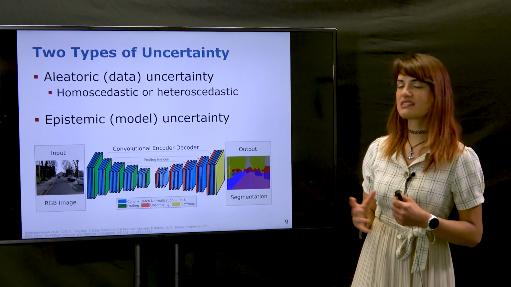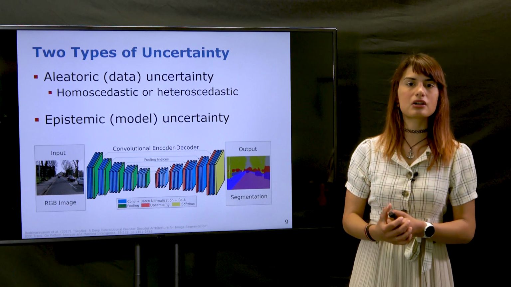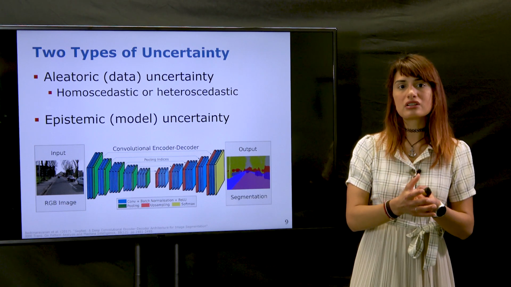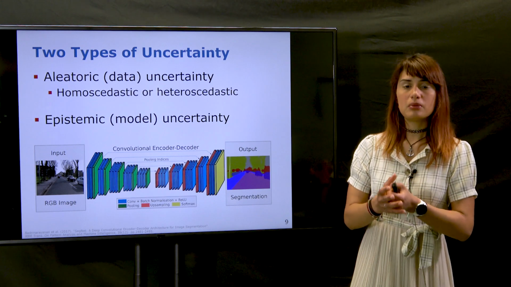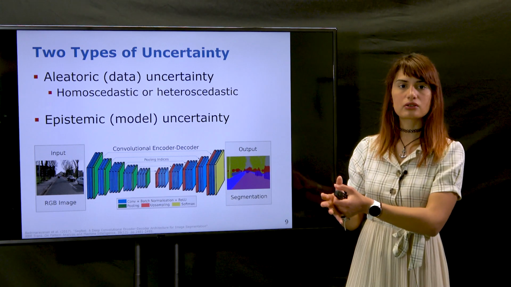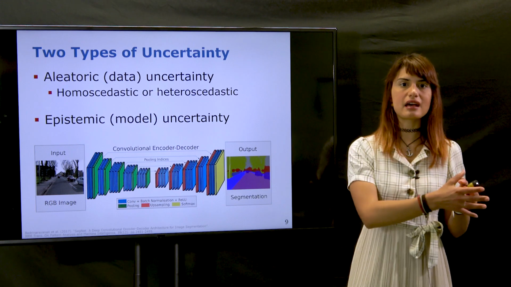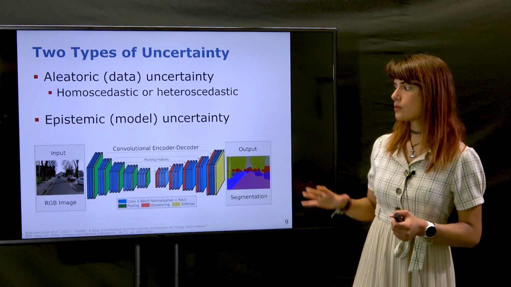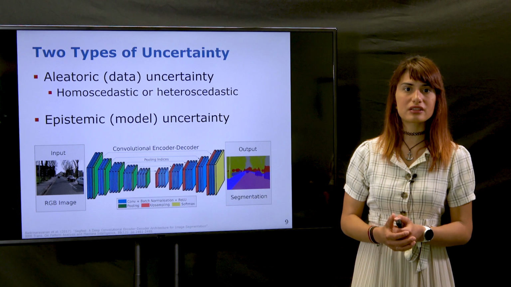And in this case, the model would have a high epistemic uncertainty, because essentially there is a discrepancy between the data that we trained the network on and that it learned and the data that we presented. We'll see some more visualizations of this in the next slide.